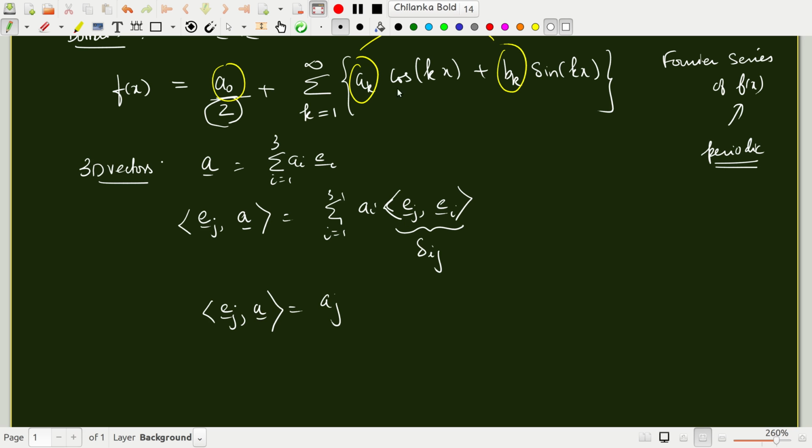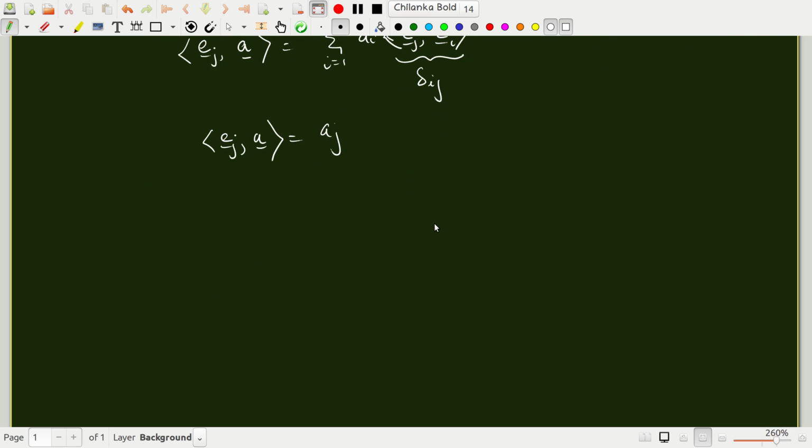In the same way, if you want to find the coefficients a_k and b_k, you have to take the inner product of both sides with respect to the appropriate eigenfunctions. So a_k is nothing but the inner product of cos kx with f of x, and if the eigenfunctions aren't normalized, you have to divide by the norm of cos kx, the whole squared. If the eigenfunction is normalized, this denominator will be unity anyway.